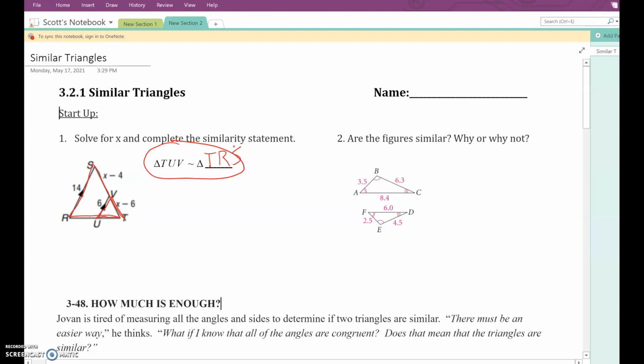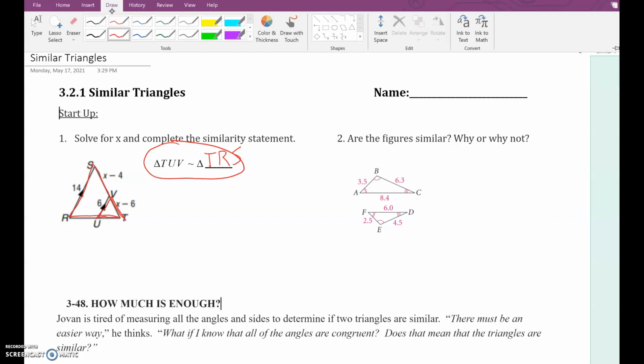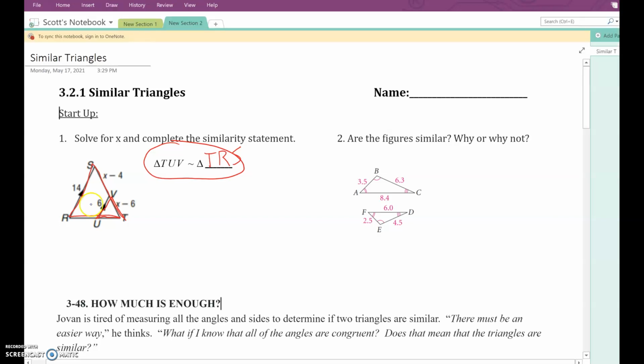Okay, so if I set up my proportion, I have a big triangle and I have a small triangle, big over small. I see TRS is the big triangle. I need this whole side. So what would that whole side be if I would combine those together? It would be 2x minus 10. Okay, so my big shape, 2x minus 10, would shrink down to x minus 6.